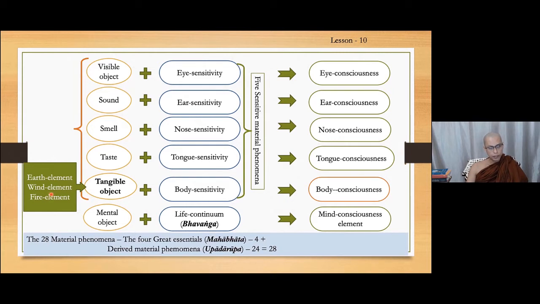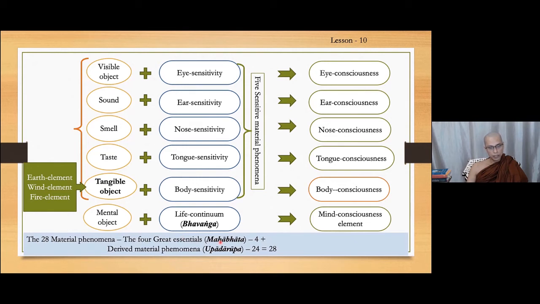The 3 elements come together as a form of tangible objects. Then, coming together with the body sensitivity, body consciousness arises, which is divided into sukha and dukkha. Then mental objects and the life continuum, bhavanga, that is the manodvara, the mind door, and mind consciousness element arise. So here the 28 matters are also explained.